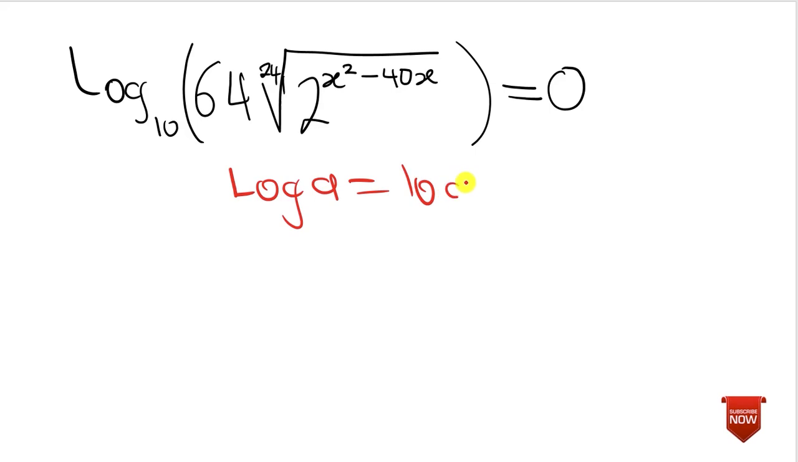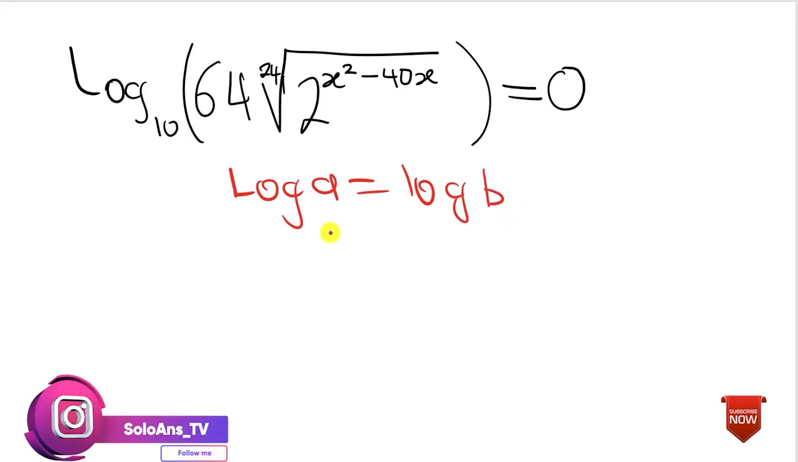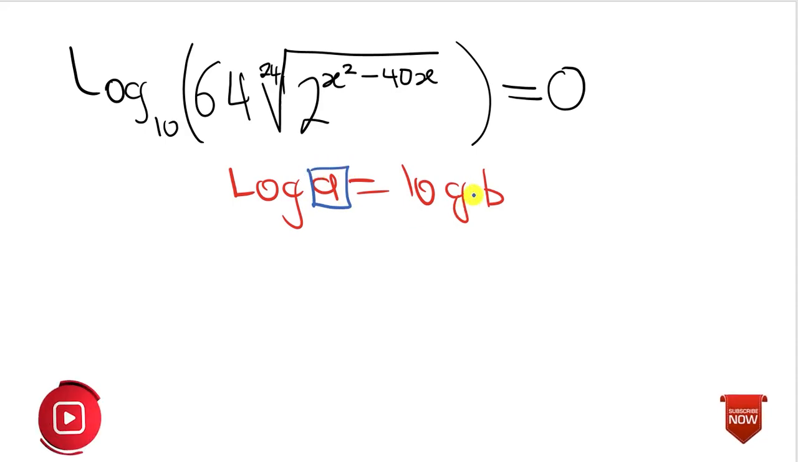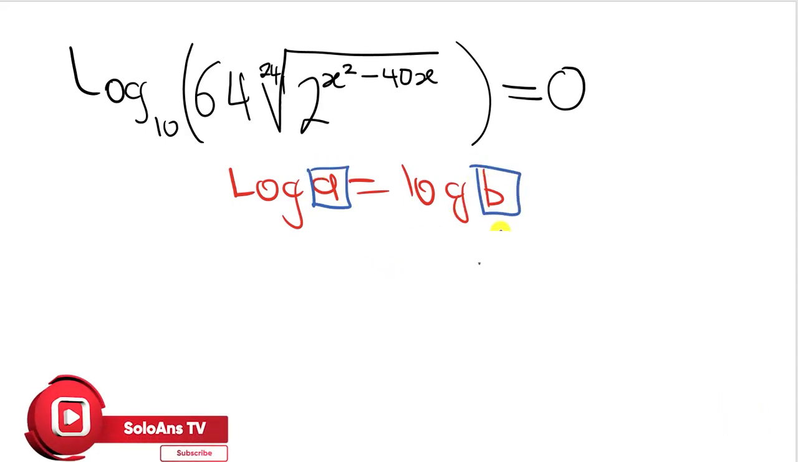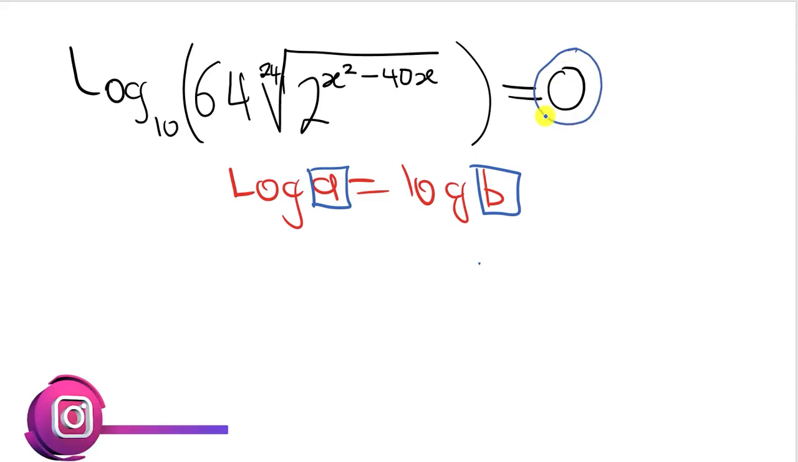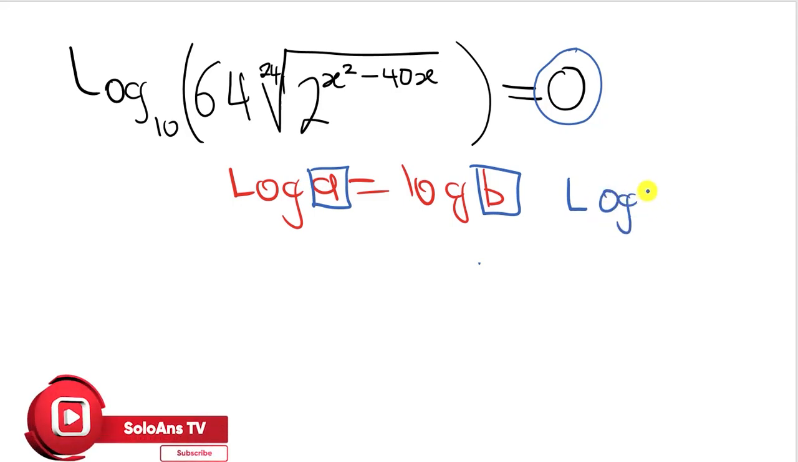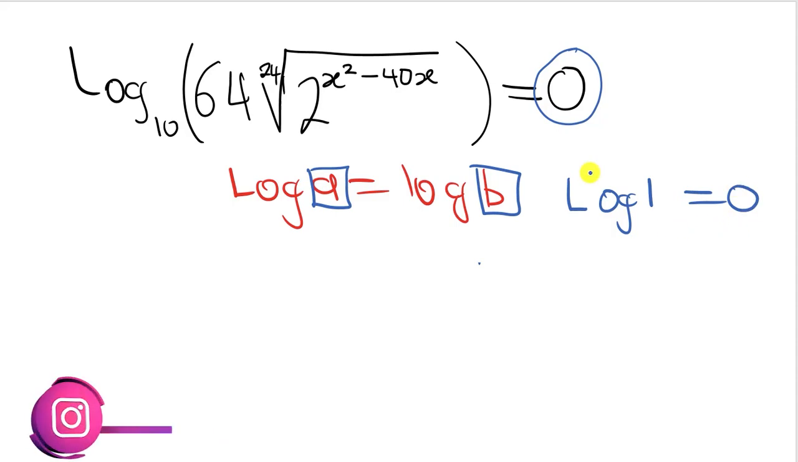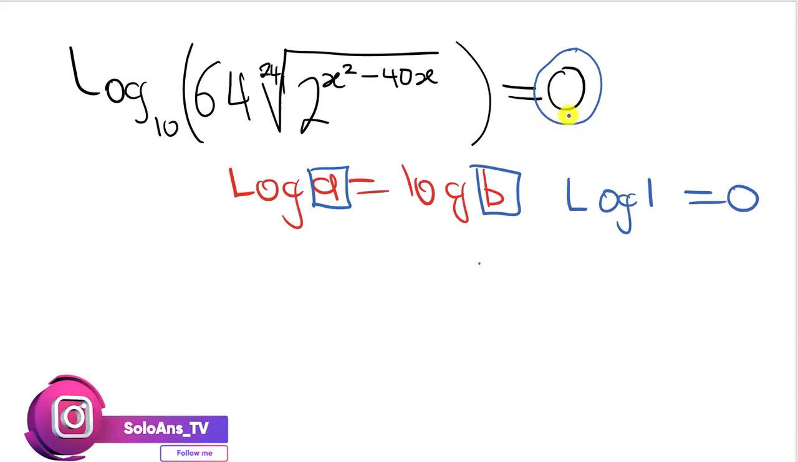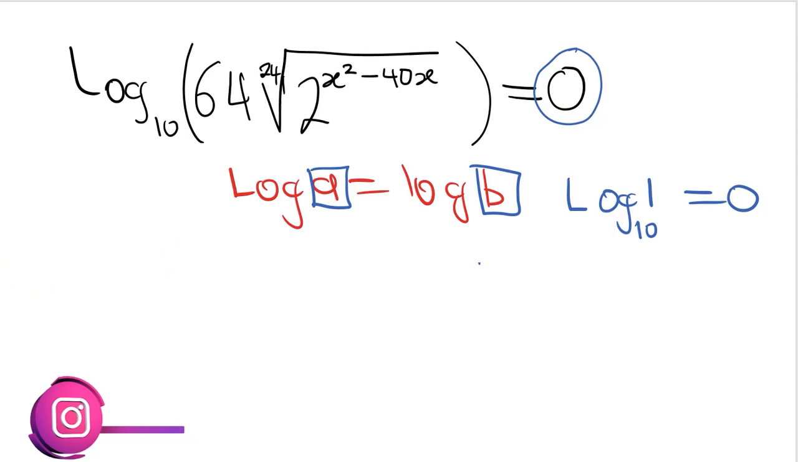being equal to log b, then we can equate the a to the b. If that is the case, then the zero that we are having here, we have to try and change that to logarithm, which we know per the laws of logarithm, if you're having log 1, it's the same as 0. In that case, we are going to replace the 0 by log 1.